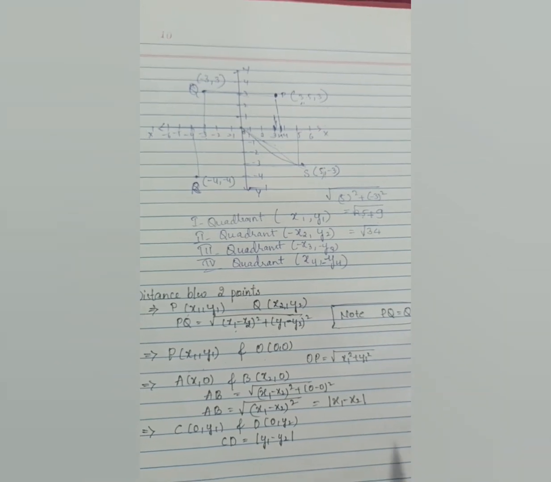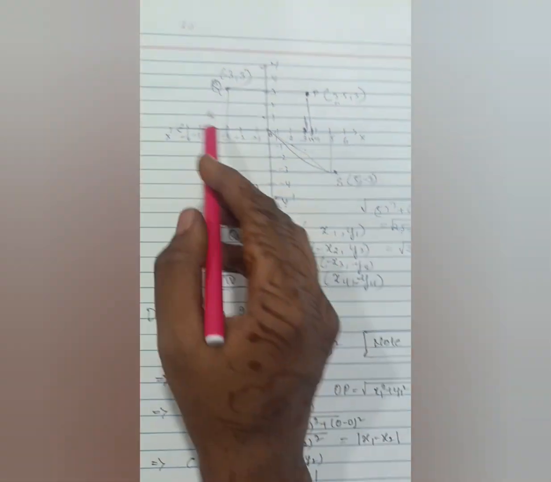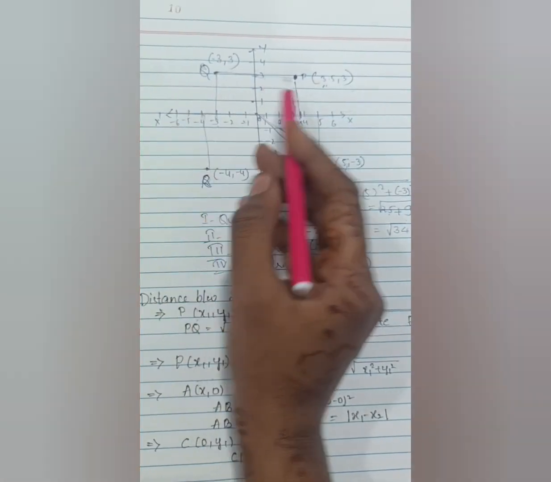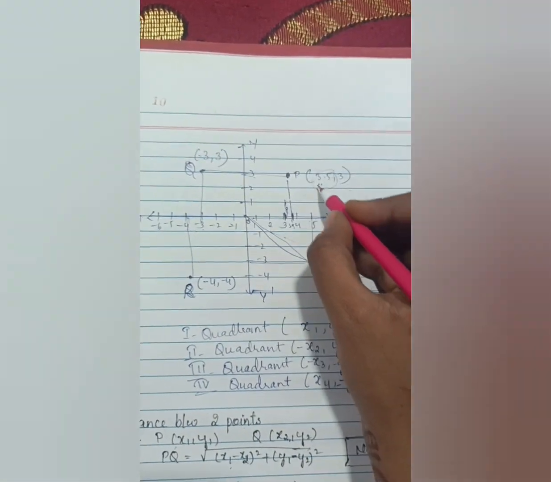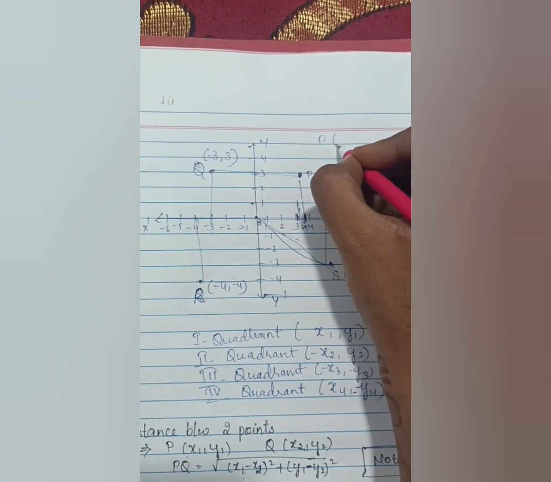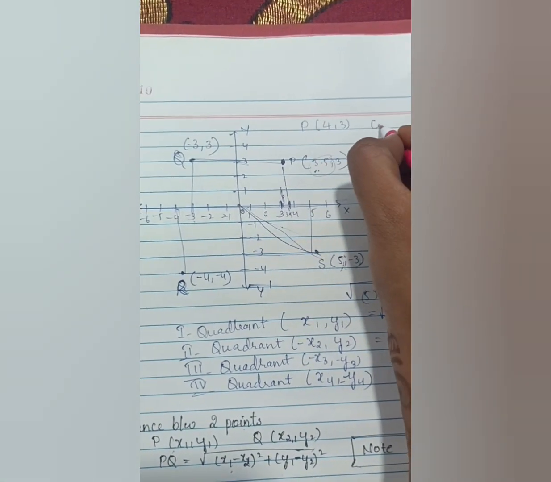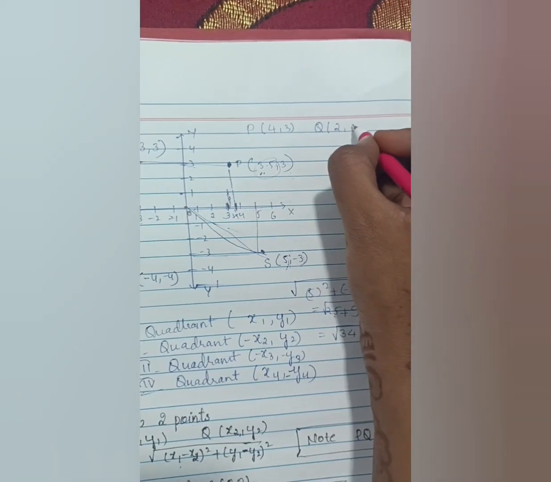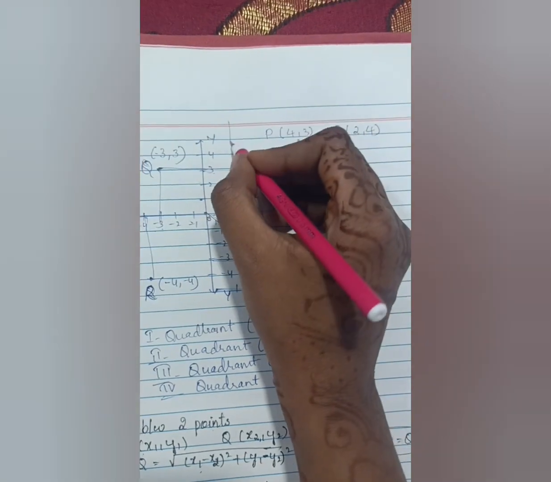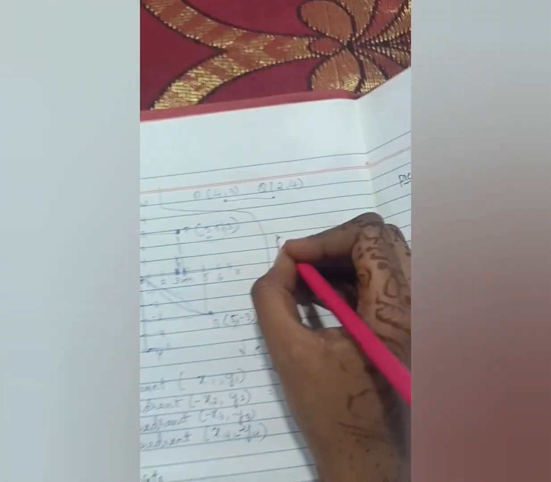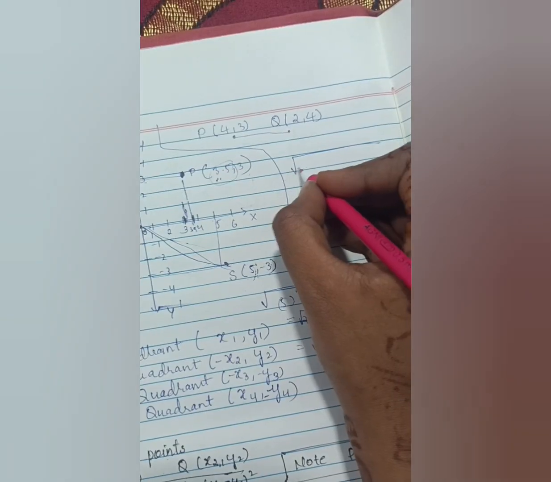Let me take another example for PQ. Let me take this as P and this as Q. Let me take P points as 4 comma 3 and Q points as 2 comma 4. Suppose we want the distance between these 2 points, right? I'm not drawing it in the Cartesian plane. I'm just explaining what the distance between both of these points is.